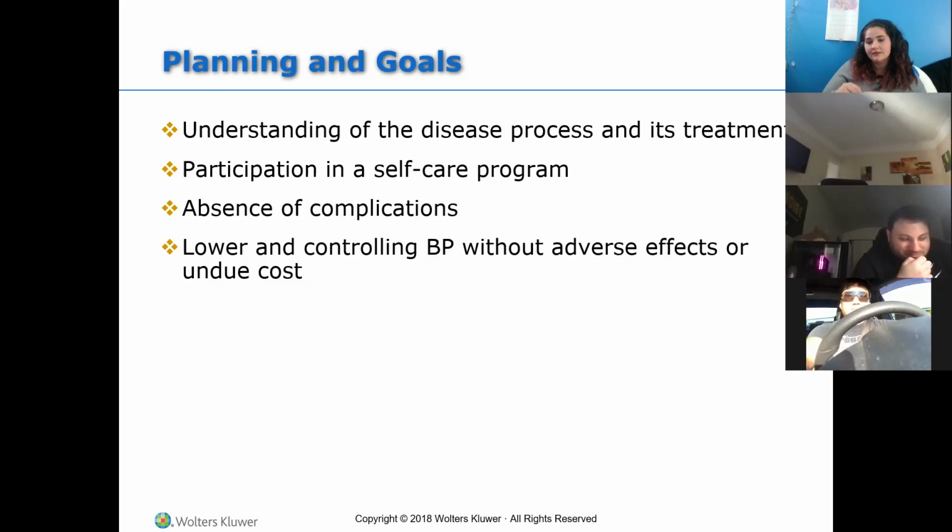Without adverse effects or undue cost. What? No, I'm thinking undue cost is like having to spend a crap ton of money on meds that are useless to you. Undue cost. Yep. Adverse effects or undue cost. That's like a medieval way of saying that. Yeah. Undue, like, what? The wording is god awful in half of the stuff we read. Okay.